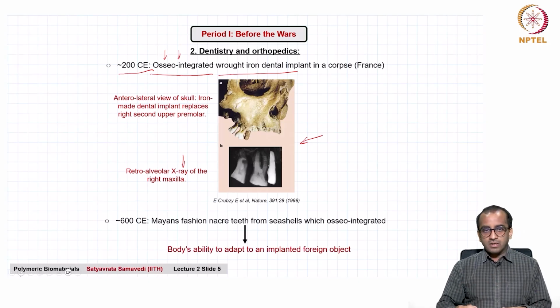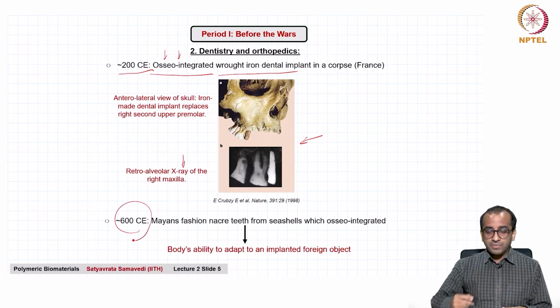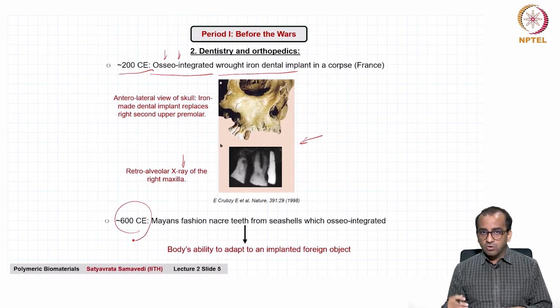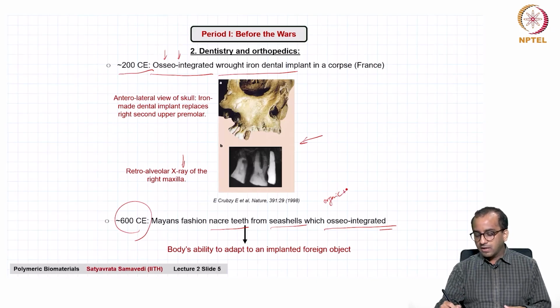Then we move forward, and around 600 in the Common Era, we are looking at Mayans who are fashioning nacre teeth from seashells, which had also osseointegrated. Now, nacre is called the mother of pearl. It is a naturally found material that is an organic and inorganic composite. The organic part is typically a protein, and the inorganic part is calcium carbonate.